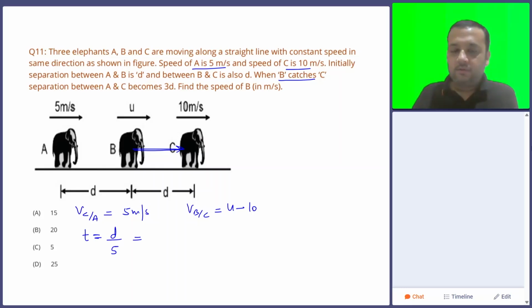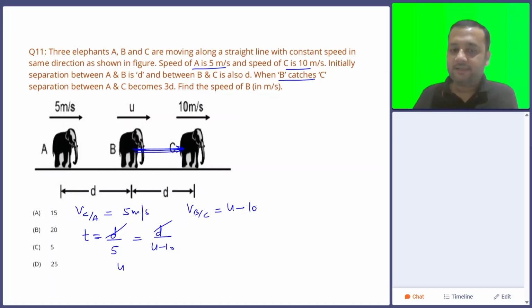That means the time in which B will catch C will be separation, which is D, upon rate of approach, which is u minus 10. So basically what I'm doing is that if you sit on C, then B moves D, at the rate of u minus 10. So with respect to C, B moves D at a rate of u minus 10. So this is the equation that we can write. So time in which B will catch C will be D upon u minus 10.